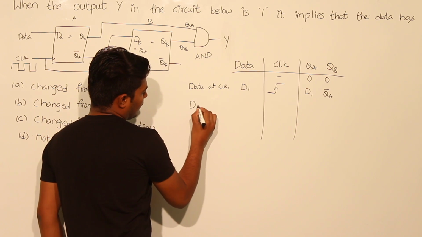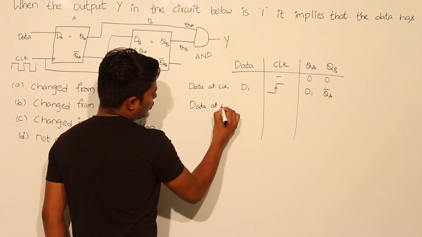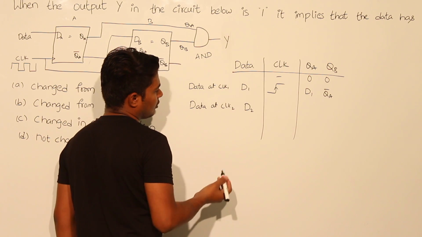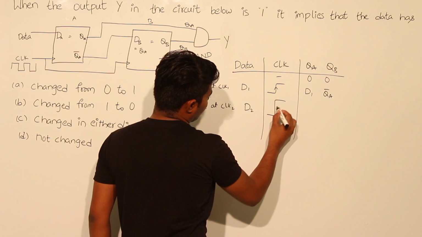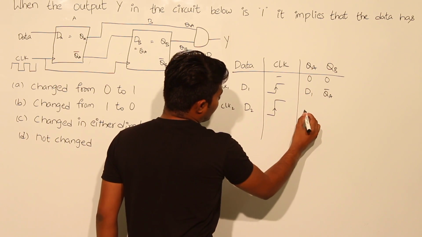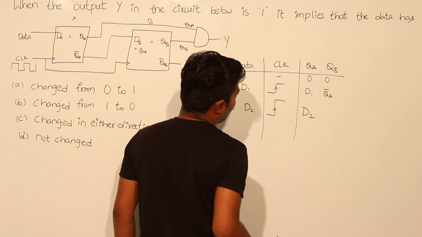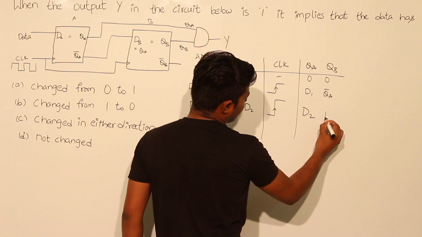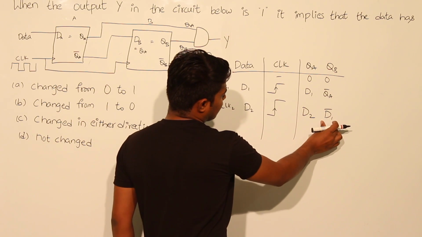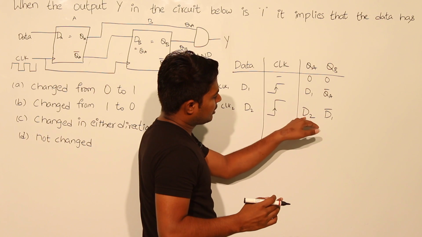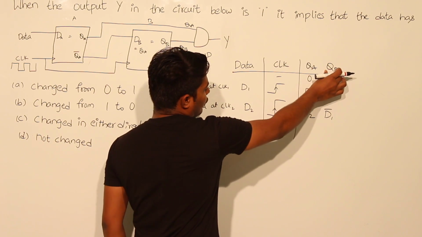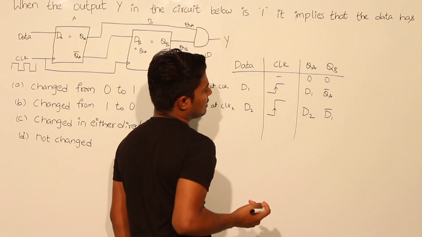Now whenever the data is applied at clock 2, let it be D2. You don't need to worry about the data, it may be 0 or 1. This is the clock signal, and the value of QA is nothing but D2, and the value of QB is nothing but D1 bar. Here D2 is the present state, D1 is the previous state, and the value of QB is the complement of the previous state.